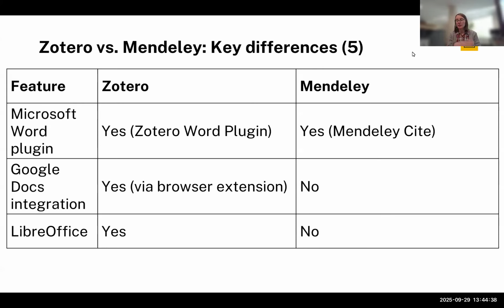Mendeley, on the other hand, is better for PDF management because it allows you to have more annotation tools and use those tools to pull together content into your notebook. If that's something that's important to you, Mendeley is going to be the way to go.